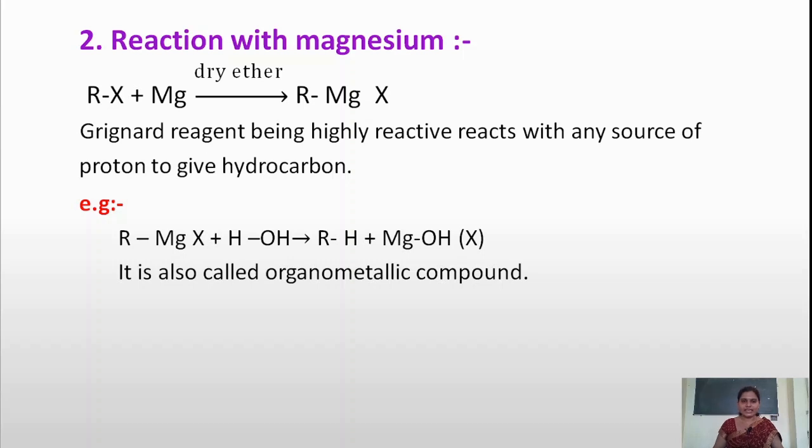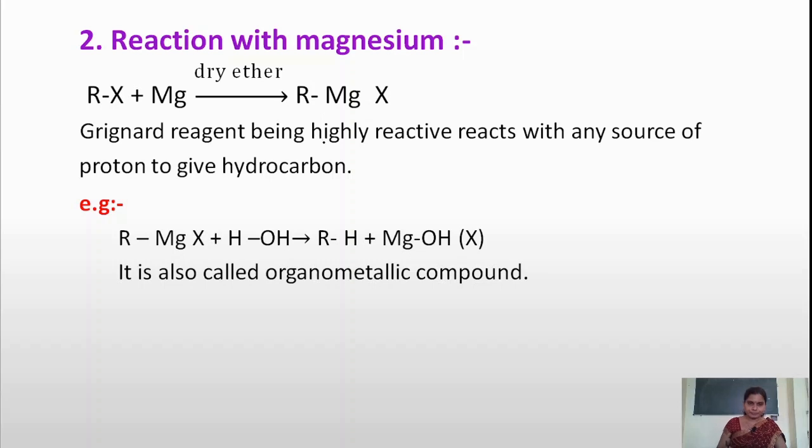This is known as the Grignard reagent because it was invented by the scientist Victor Grignard in 1900. So the name of this reagent is Grignard reagent, and it is highly reactive because there is a covalent bond between the carbon and magnesium, and an ionic bond between this magnesium and the halogen.